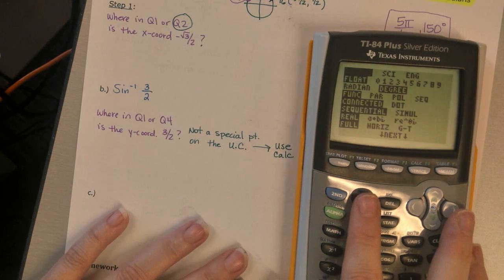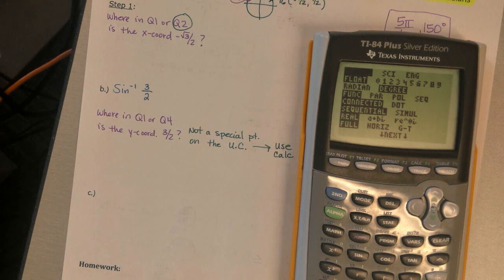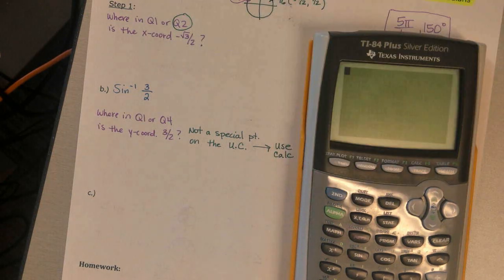So we're going to make sure our mode is in degree. Have your calculators out. Make sure that our mode is in degree mode. Then we're going to find the sine inverse. There's no capital sine inverse, you just have the sine inverse. After you have it in degree mode, I want you to do the sine inverse of root 3 over 2.